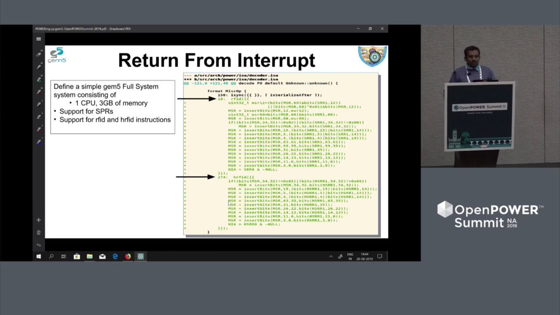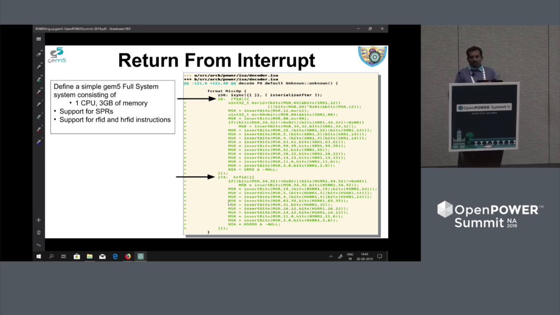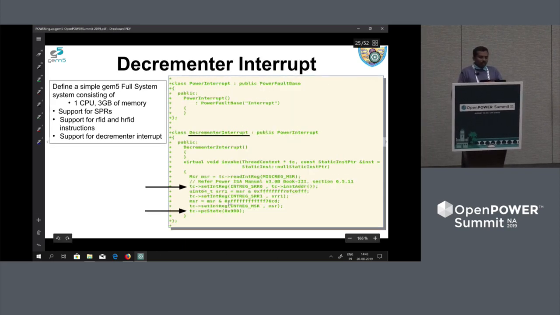So both the hypervisor return from interrupt, HRFID, and the return from interrupt, RFID, instructions were added in. Right, and what is being shown is, of course, the functionality of these instructions, how the MSR gets updated when the RFID and HRFID instructions are executed.